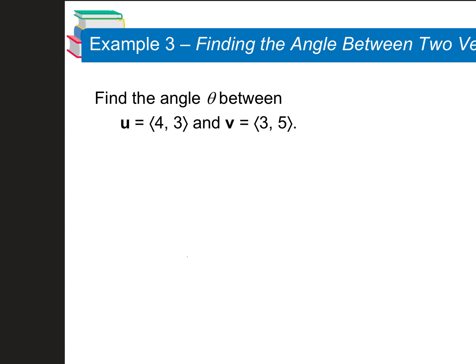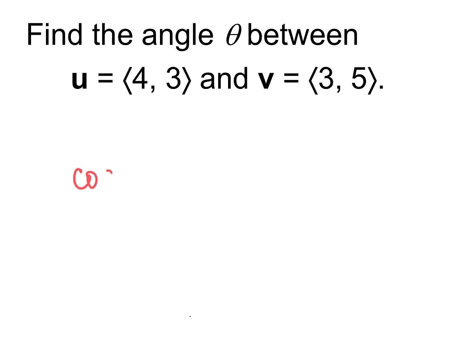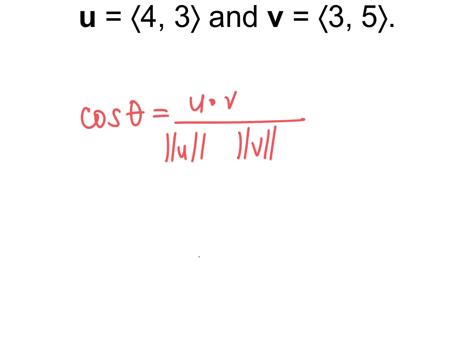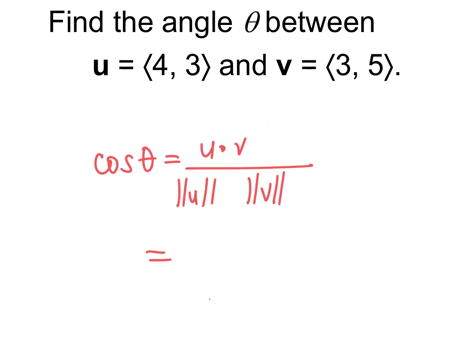Let's just think about it for a second. First of all, the formula is the cosine of theta equals the dot product over the magnitudes. Now take your time. How do we find the dot product? I'm going to remind myself it's first times first, so 4 times 3. This is what I'm going to expect to see on your test. Plus second times second is 3 times 5.